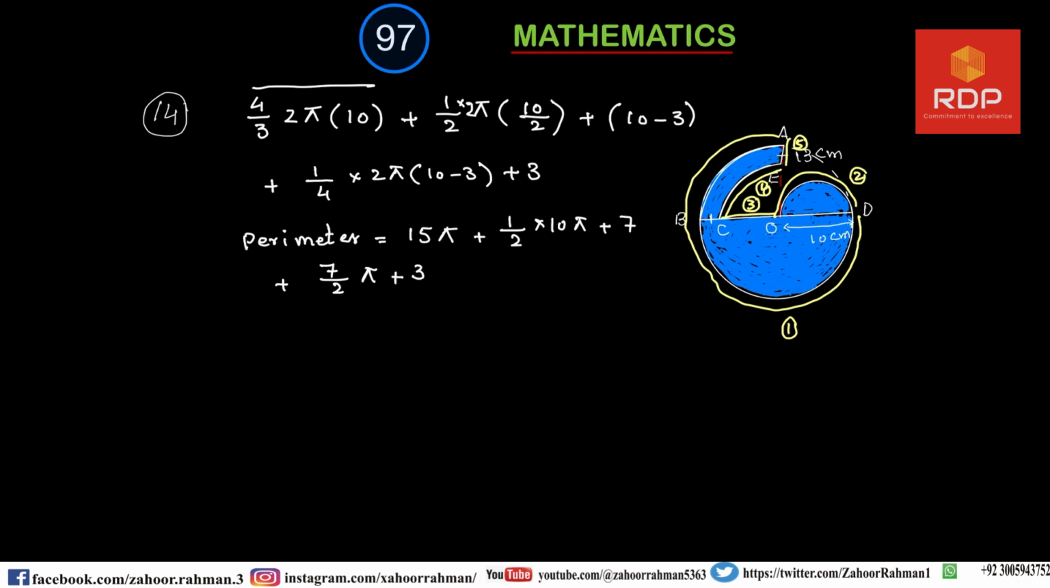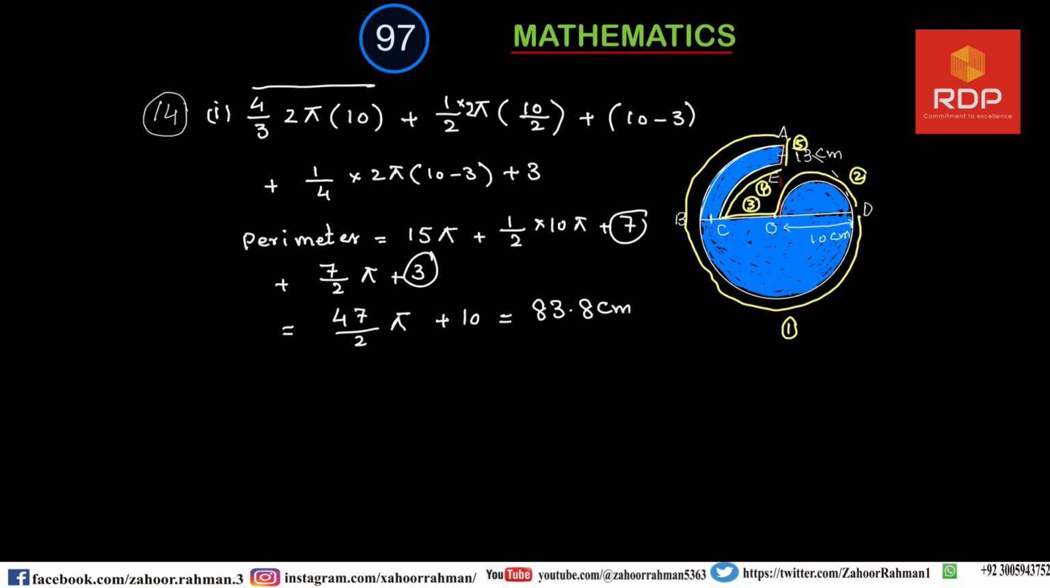So when we calculate this, we will get 47 divided by 2 pi, this is a simple calculation, plus this 3 and this 7 will be equal to 10. And when we put the values of the variable and after the necessary calculation, we will get 83.8 centimeter. Okay, that was the first part of this question.